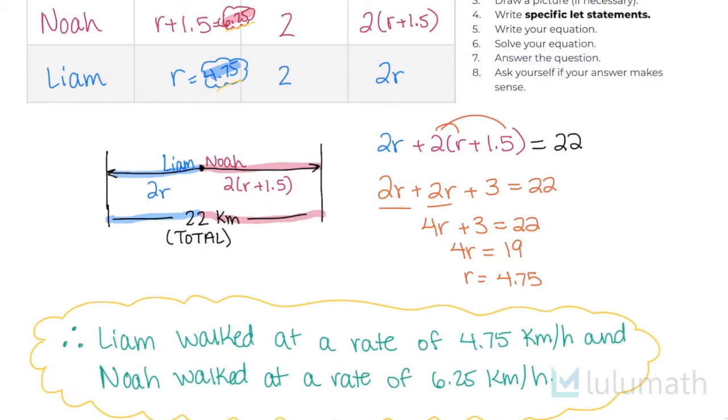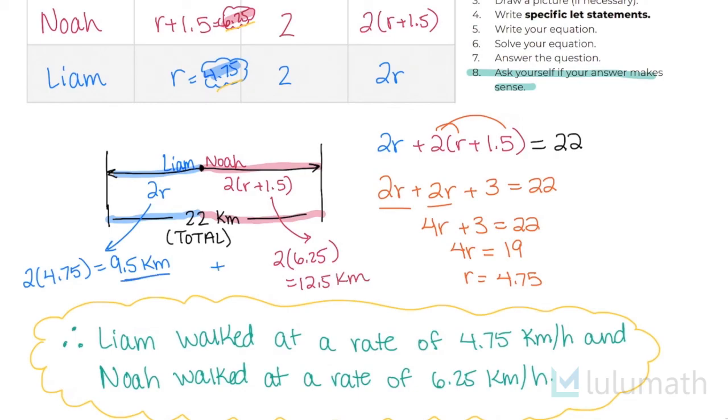All right, everyone, one last thing we have to ask ourselves. Does our answer make sense? So let's see. If Liam walked for 2 hours at a rate of 4.75 kilometers per hour, then Liam walked a total of 9.5 kilometers. And if Noah walked for 2 hours at a rate of 6.25 kilometers per hour, then Noah walked for 12.5 kilometers. And when I add 9.5 kilometers and 12.5 kilometers together, I end up getting this total of 22 kilometers, which means that our answer makes sense. It also makes sense that I could get 4.75 as a rate or a speed.